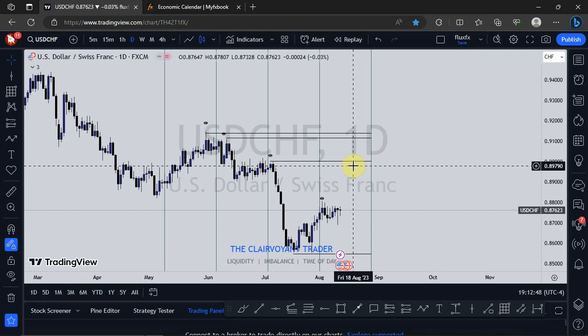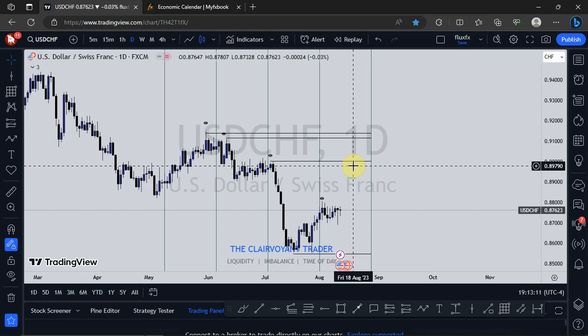Yeah, so definitely Tuesday, CAD high impact news will have an effect on CHF. So definitely we might see some movement on USD CHF, but let's see what happens.